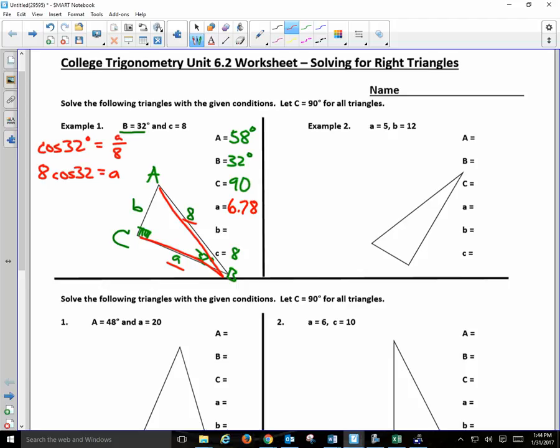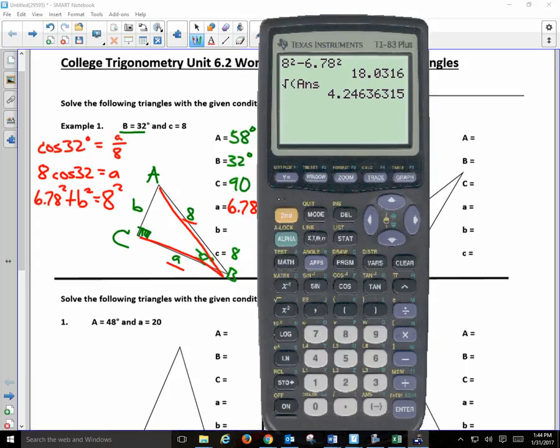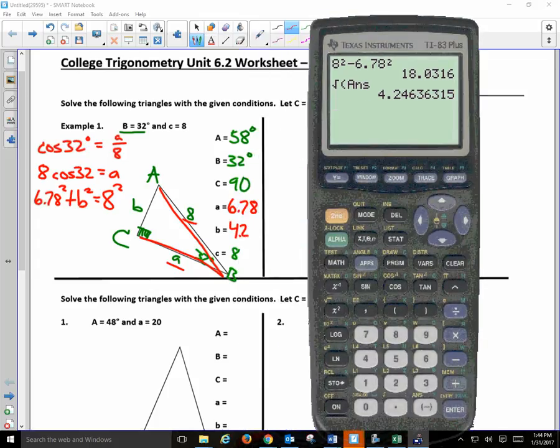Pythagoras, yes. He tells us that a squared plus b squared is c squared. So 6.78 squared plus b squared is equal to 8 squared. You could also say sine of 32 is b over 8.